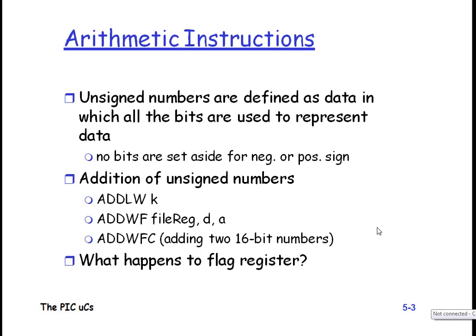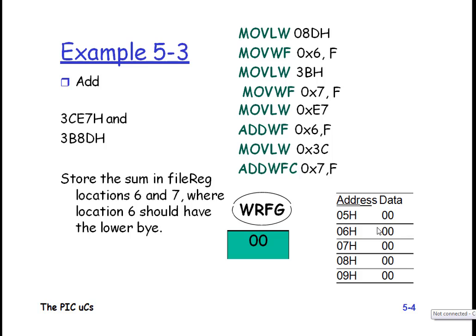Addition of unsigned numbers: there are some mnemonics used, like ADDLW and ADDWF. These are some formats given. So what will happen to the flag registers? In this example, you see that by adding two numbers, the first step is to store the sum in file registers, at locations 6 and 7, where location 6 should have the lower byte. In this example, you see how it will work, how data will be shifted from one register to another, and how this process will be obtained.